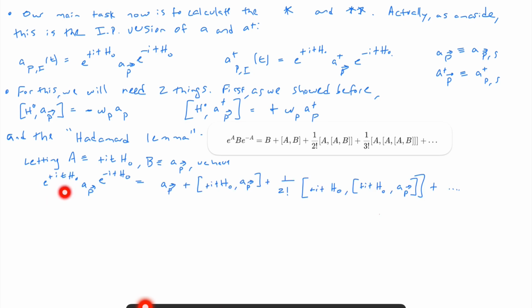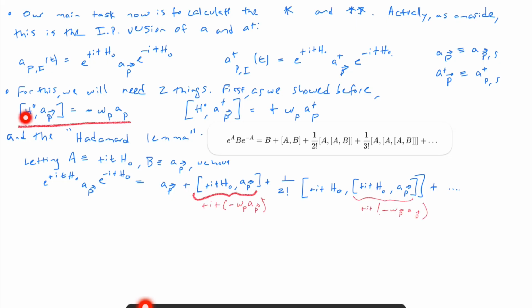So e to the plus itH naught, A sub P, e to the minus itH naught, this part over here, is equal to, I'm just going to plug the formula in, B, which is this part over here, A sub P, plus the commutator of A and B, and A is this, plus itH naught, comma, A sub P, plus 1 over 2 factorial, and then the commutator of the commutator, so plus itH naught, which is my A, comma, and then the commutator of A and B, and A again is this plus itH naught, comma, B again is A sub P, and then plus so on and so forth. We just show the first few terms. The rest will be clear.